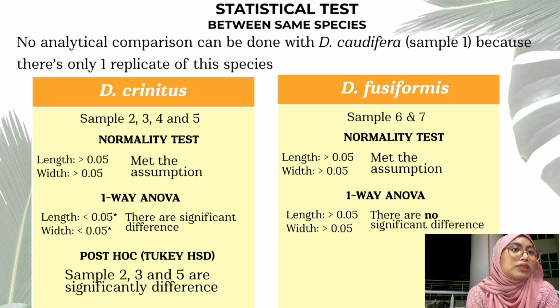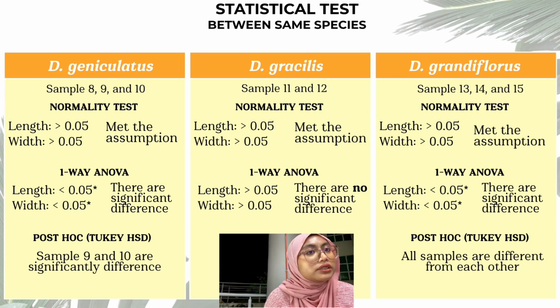The next one is Dicterocarpus fusiformis. We have 2 samples, 6 and 7. The normality test reveals that it met the assumption, so we can do a one-way ANOVA. One-way ANOVA reveals that there is no significant difference in these 2 samples. The next species is Dicterocarpus geniculatus. We have 3 samples, 8, 9, and 10. It met the assumption of parametric test, and one-way ANOVA tells us that there is a significant difference. Post hoc test reveals that samples 9 and 10 are significantly different.